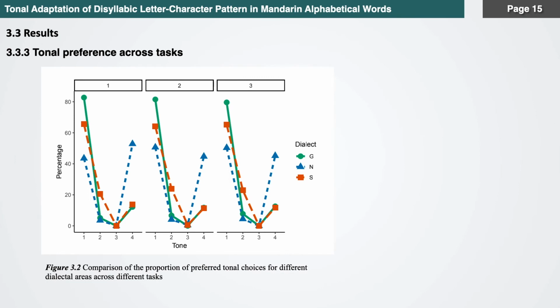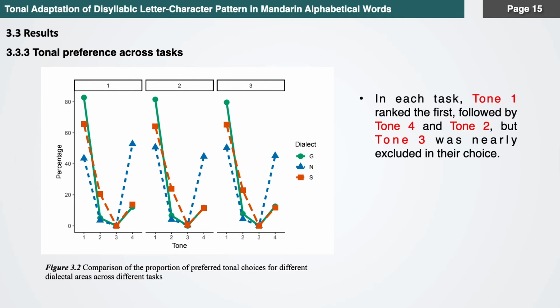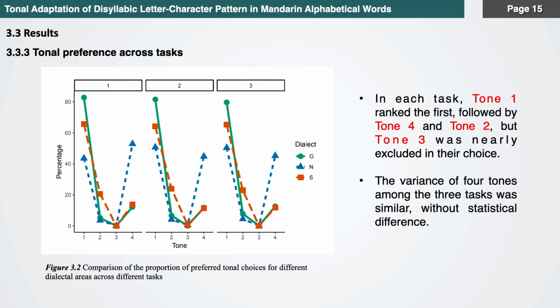Also, from the standpoint of the 3 tasks, in each task, tone 1 ranked first, followed by tone 4 and tone 2, and tone 3 was almost excluded. So basically, the line is in a spoon shape, especially for Guangdong speakers. The variation of 4 tones among the 3 tasks was similar, without statistical difference.